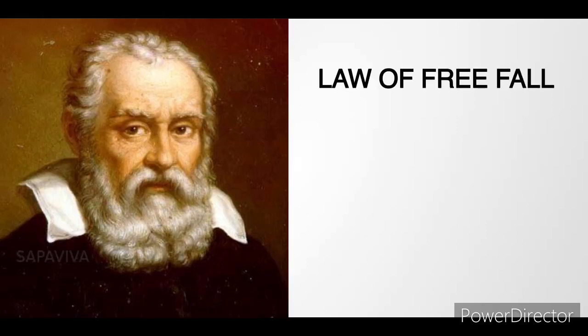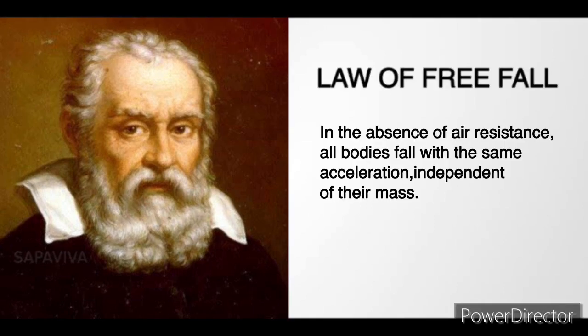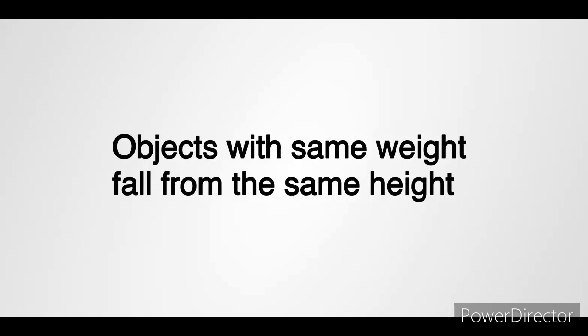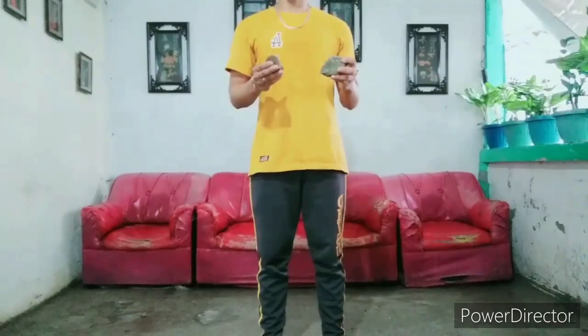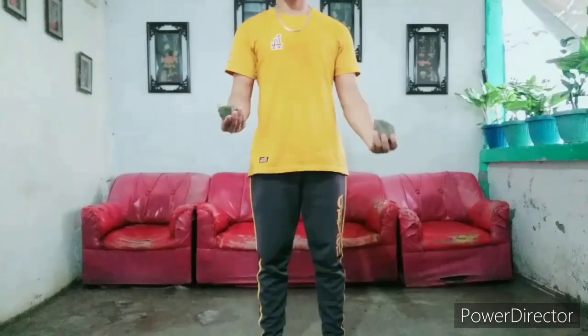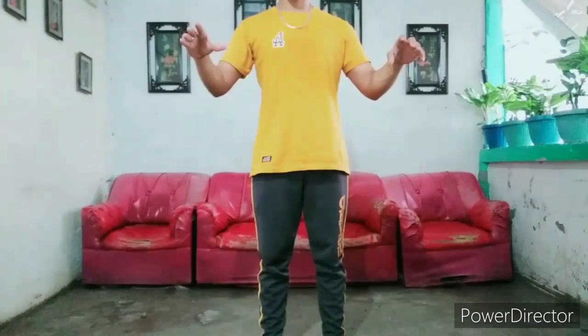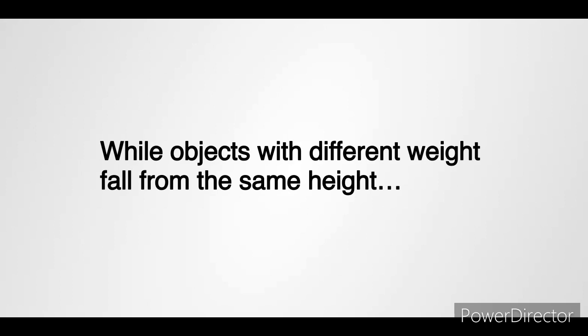Galileo's law of free fall states that in the absence of air resistance, all bodies fall with the same acceleration independent of their mass. This law is an approximation, as can be shown by using Newtonian mechanics. Objects with the same weight fall from the same height, while objects with different weight also fall from the same height.